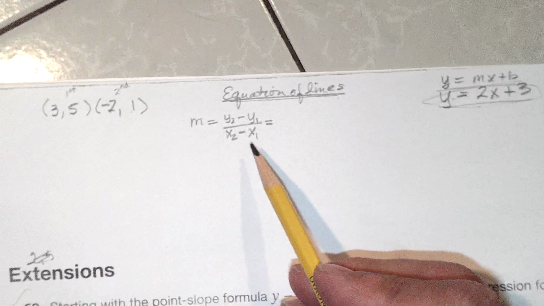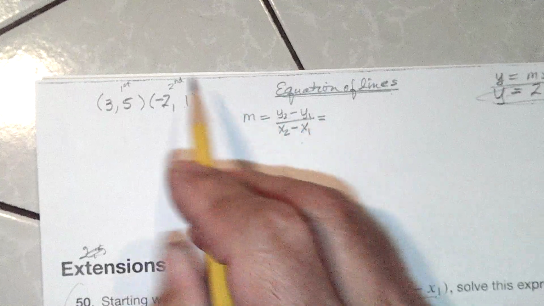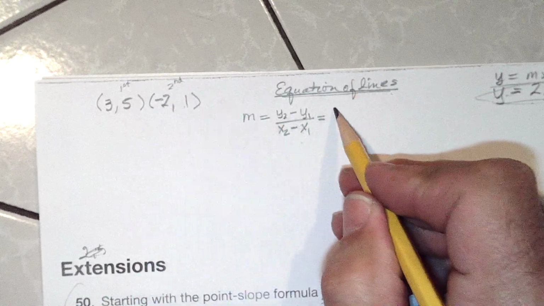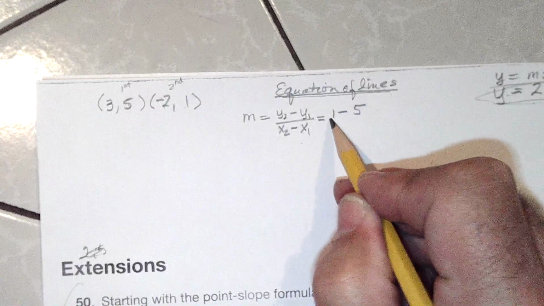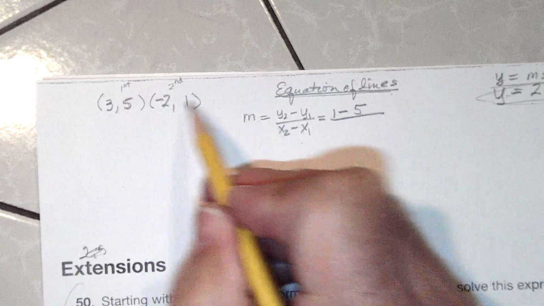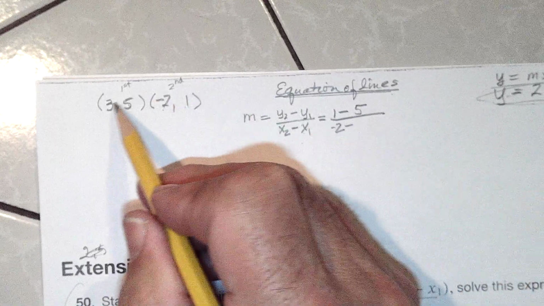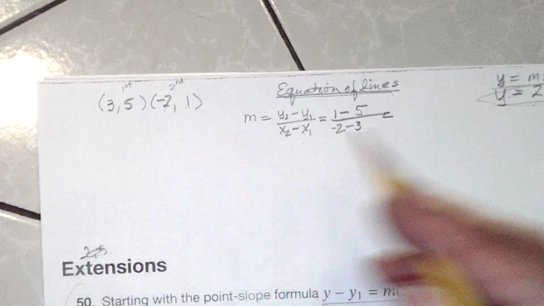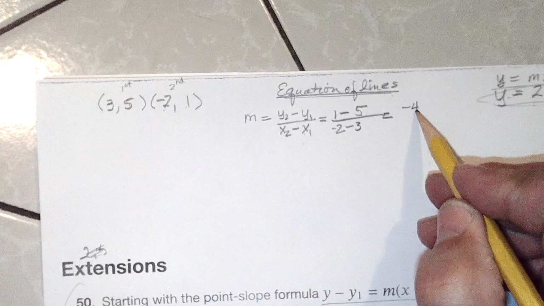When we're finding slope, we're finding the rate of change. Now, we can do this. If I call this a second, I would do 1, y from the second point, minus y from the first point, 5, over x from the second point, minus 2, minus x from the first, 3. So the rate of change for these 2 points is 1 minus 5, which is negative 4.